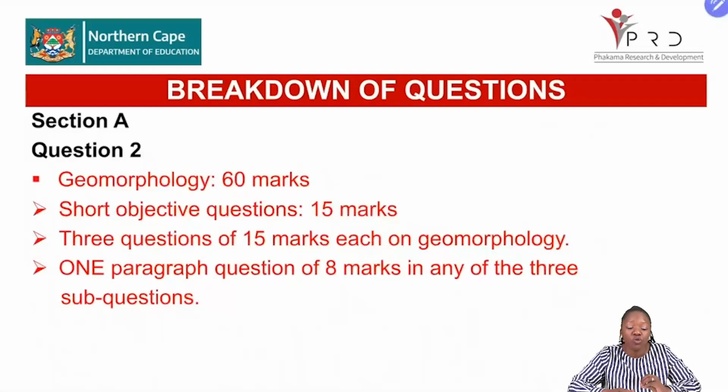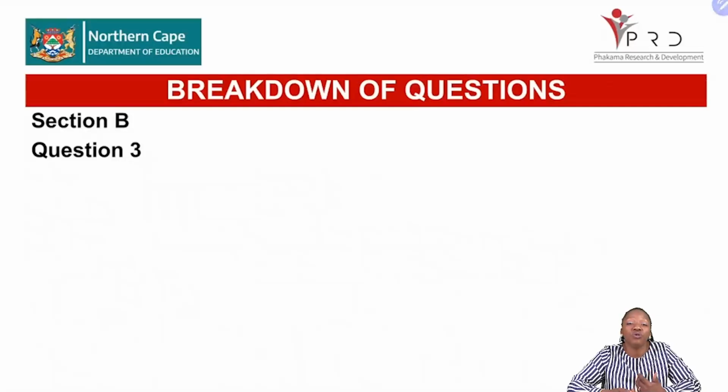Under your question 2, that's where you should expect questions from your geomorphology. Again, the format is still the same. You will have your 2.1, 2.2, 2.3, 2.4, 2.5. Your 2.1 and 2.2, again, this is where you should expect your short objective questions, your one-word answers, multiple choice, or from the bracket, or column A and column B. Then you move to figure 2.3, 2.4, 2.5. Like in question 1, you only have 1 paragraph question, then the rest of the questions will come as your 2 times 2 or your 3 times 2. Then you move to your section B.